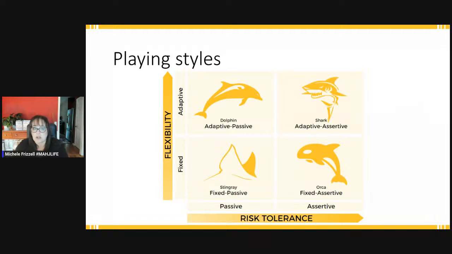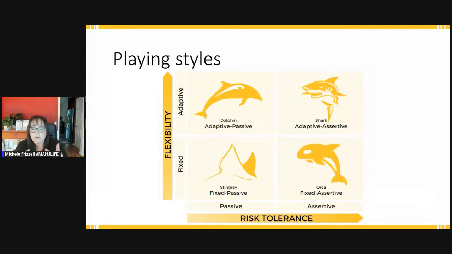Then we have the shark. The shark is a player who has an adaptive, assertive playing style. This would be the player who will look at their dealt hand and play at the category level and gather till they run out of discards. And then when they know what hand they're playing and they have no gaps, likely they're going to push to win. And typically they're going to have that low risk tolerance. So they're willing to make an exposure with jokers, for example.